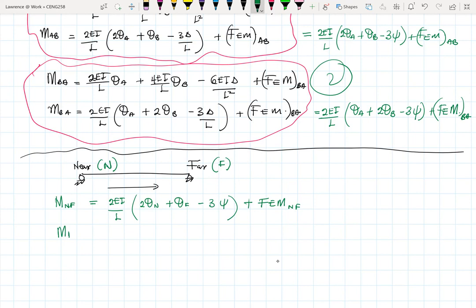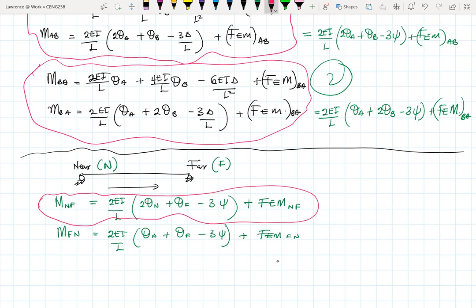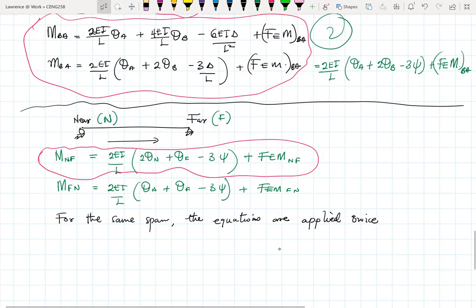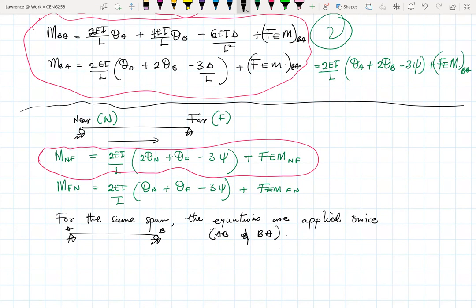So because of MFN L3 far and near. All right, okay. But most of the time, once you write the first equation, it takes care of the second one. So for each span, the equations are applied twice, which means that if you have a beam with, let's say, member AB, we solve for AB and solve for BA, right? So that's something to take note of.